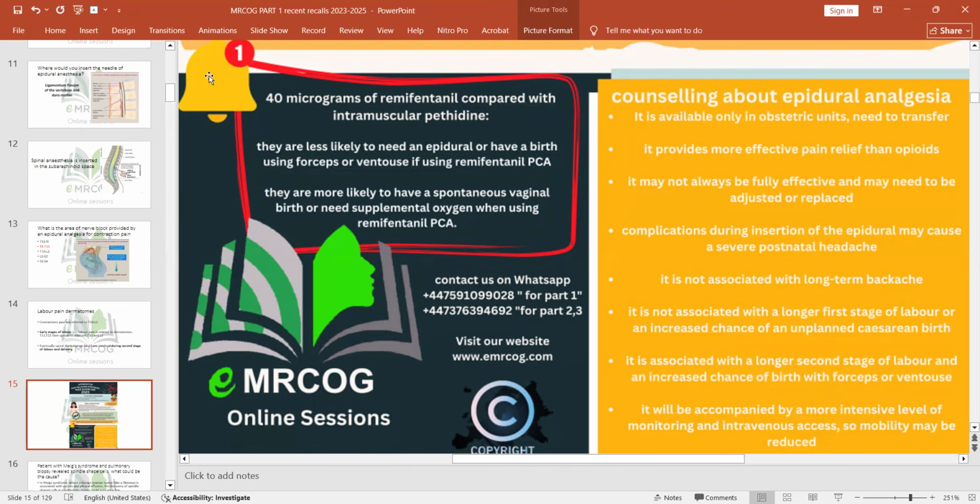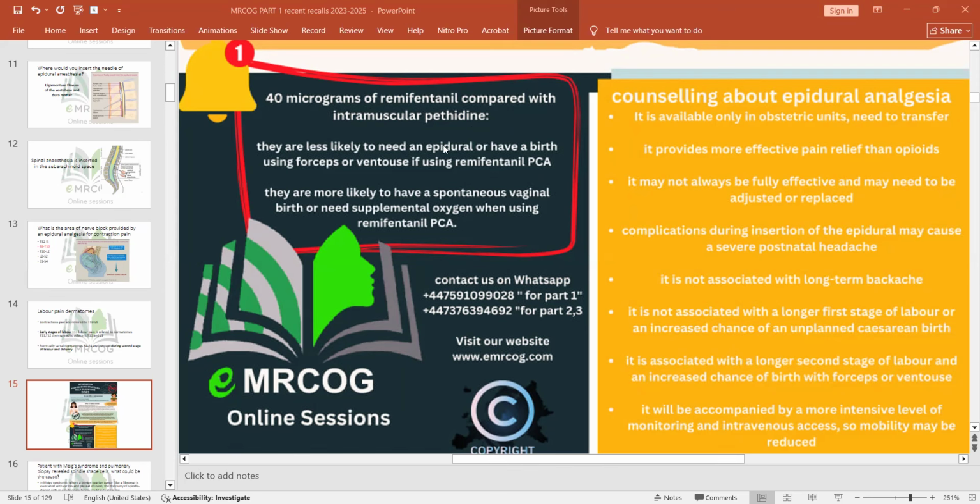Okay, so because we use remifentanil, for example, for epidurals, or if they use the PCA with remifentanil, this is better than the pethidine, which is very quick and very efficient, but it's contraindicated in many cases. So we really become afraid of pethidine now.